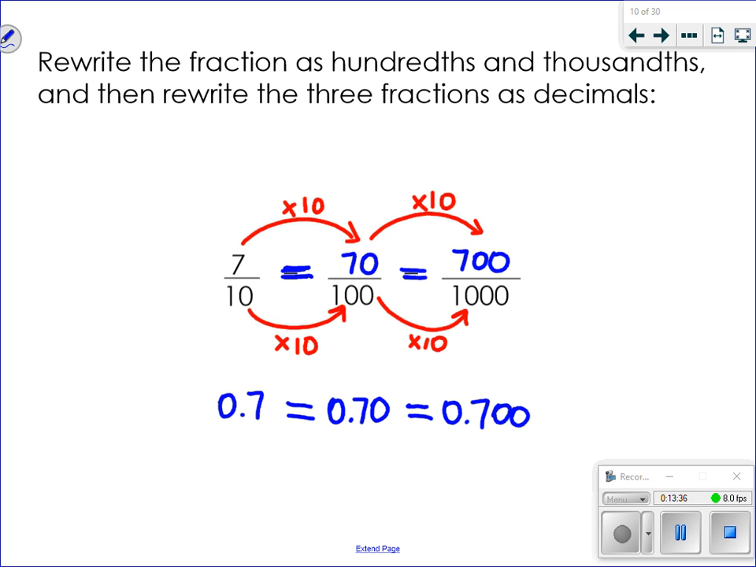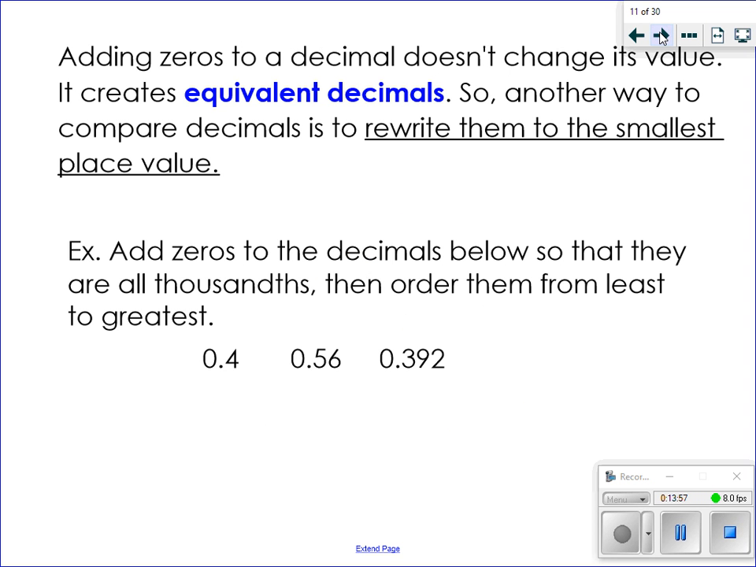What do you notice about those decimals that are all equivalent to each other? In each case, we've just added zeros onto the end, haven't we? When you add a 0 onto the end of a decimal, you make equivalent decimals. It doesn't change the value of the decimal, it just makes an equivalent decimal. So we can use that fact in order to compare decimals.